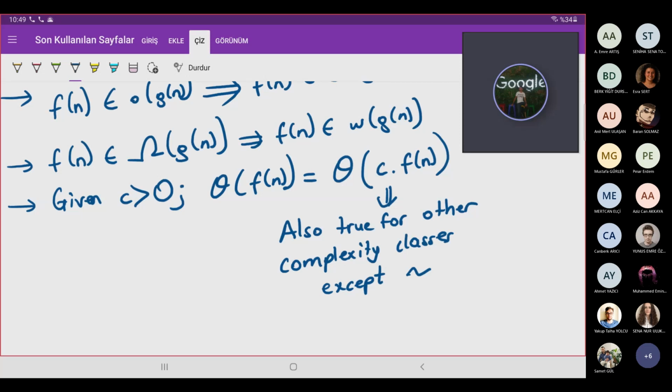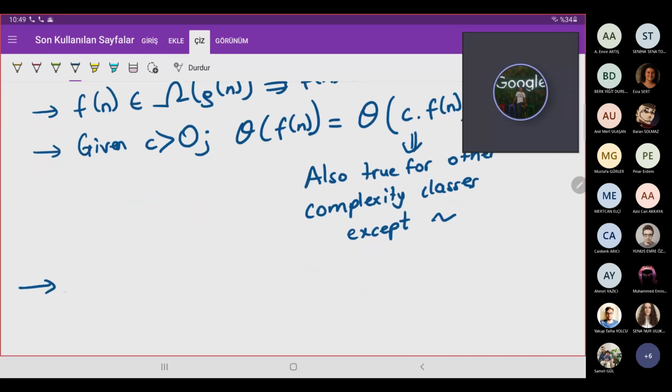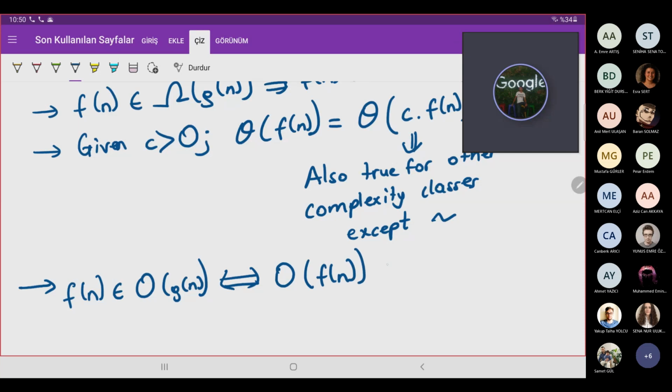Okay, another property. Fn is in big O Gn. So these notations always indicate sets and classes, okay? If and only if, this is an important property, big O Fn is a subset of big O Gn, okay?